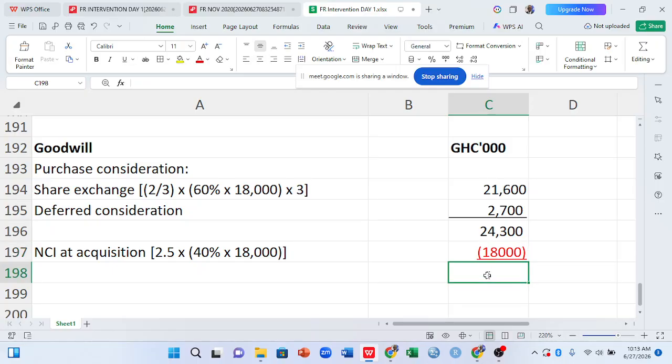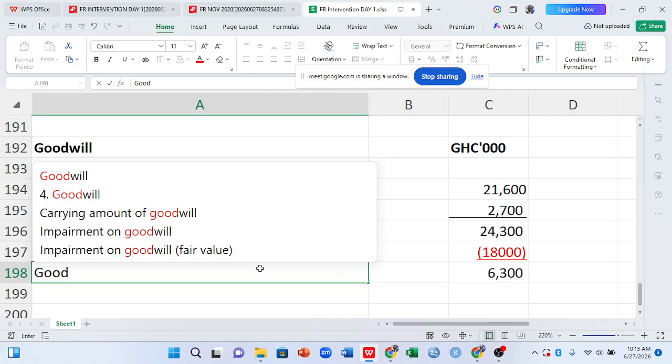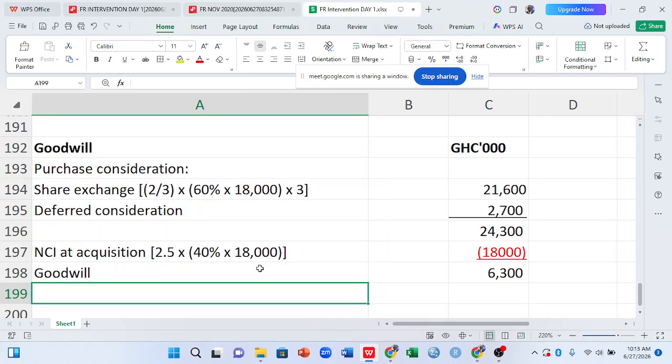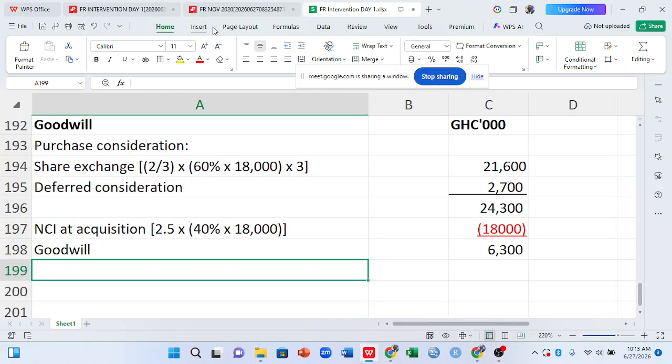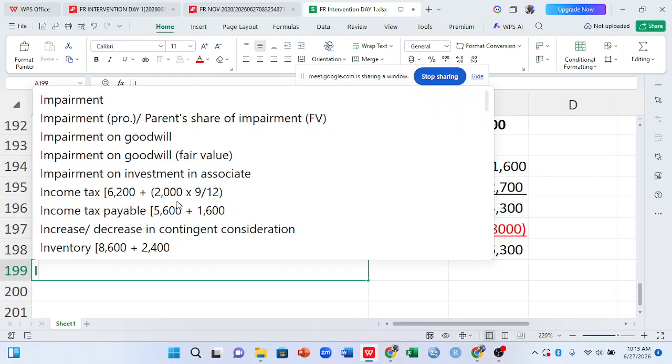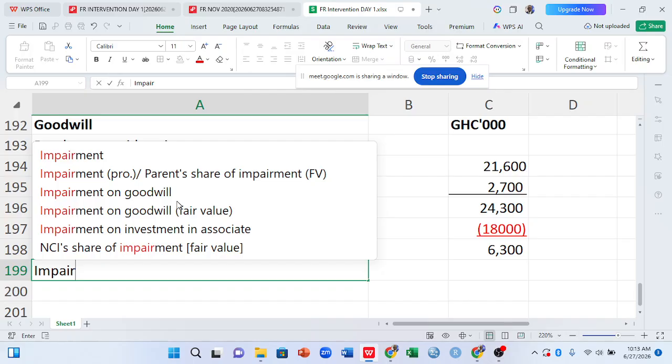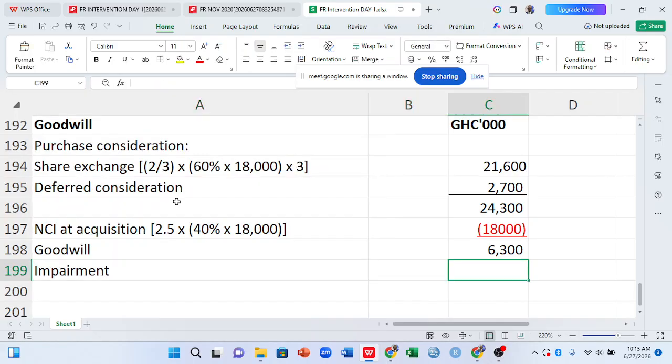Then we sum the two together. It means this plus this, and this will give us goodwill. Then we check if we have impairment on goodwill. The next question, we're given the impairment on goodwill. So we just bring that.